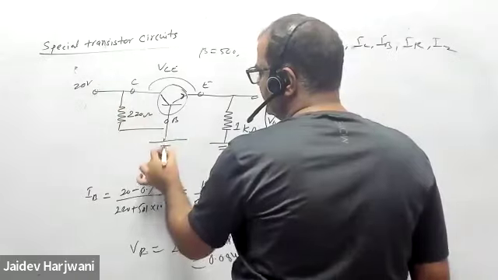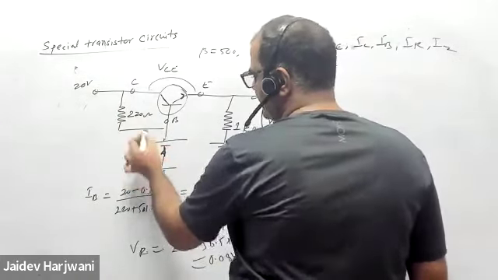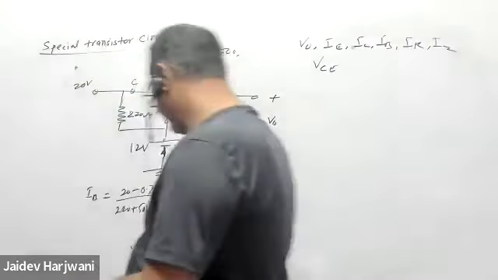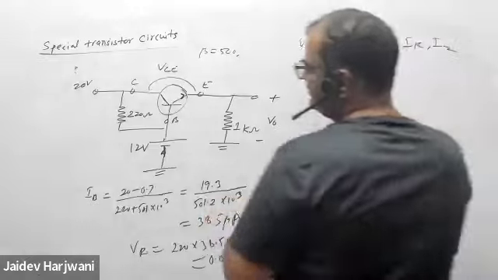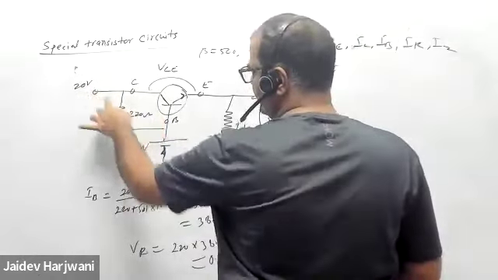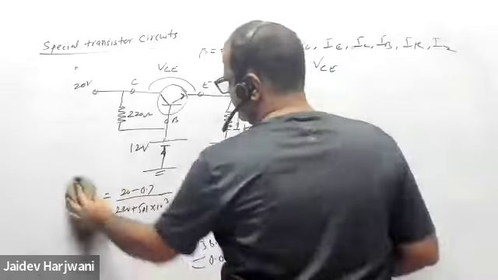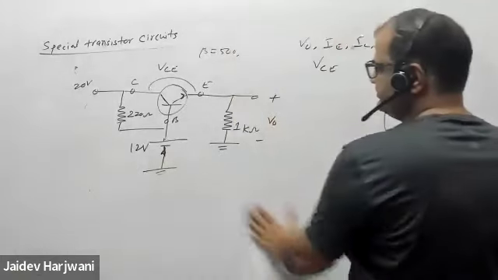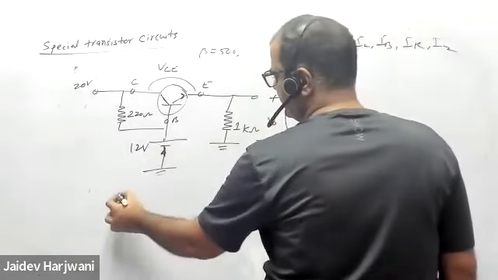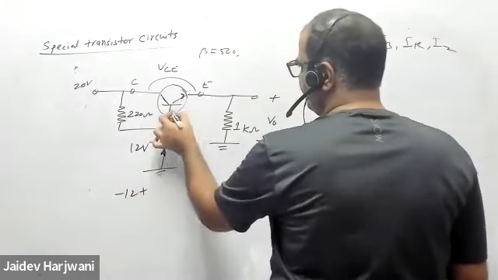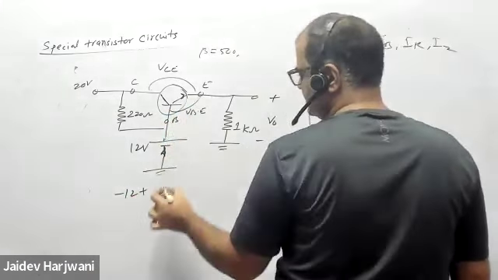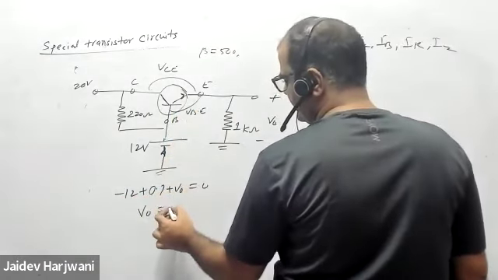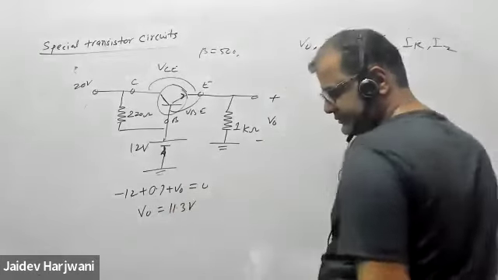So forget everything. This Zener diode is on at 12 volt, and now remove this calculation and solve it. There is basically no loss. Everything is coming here, this voltage directly coming here. Now you can write minus 12 plus VBE 0.7 plus V naught equals 0. So V naught will be 11.3 volt.